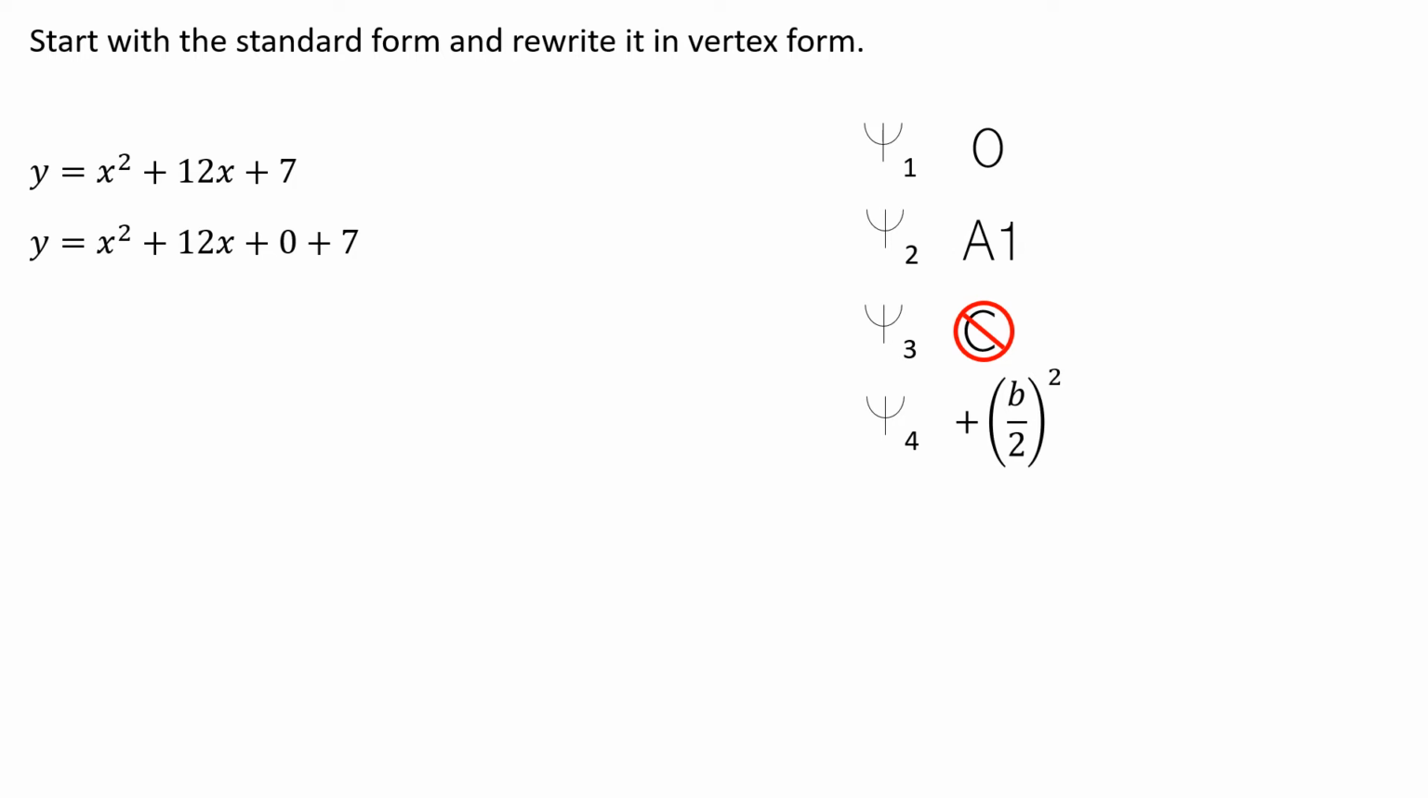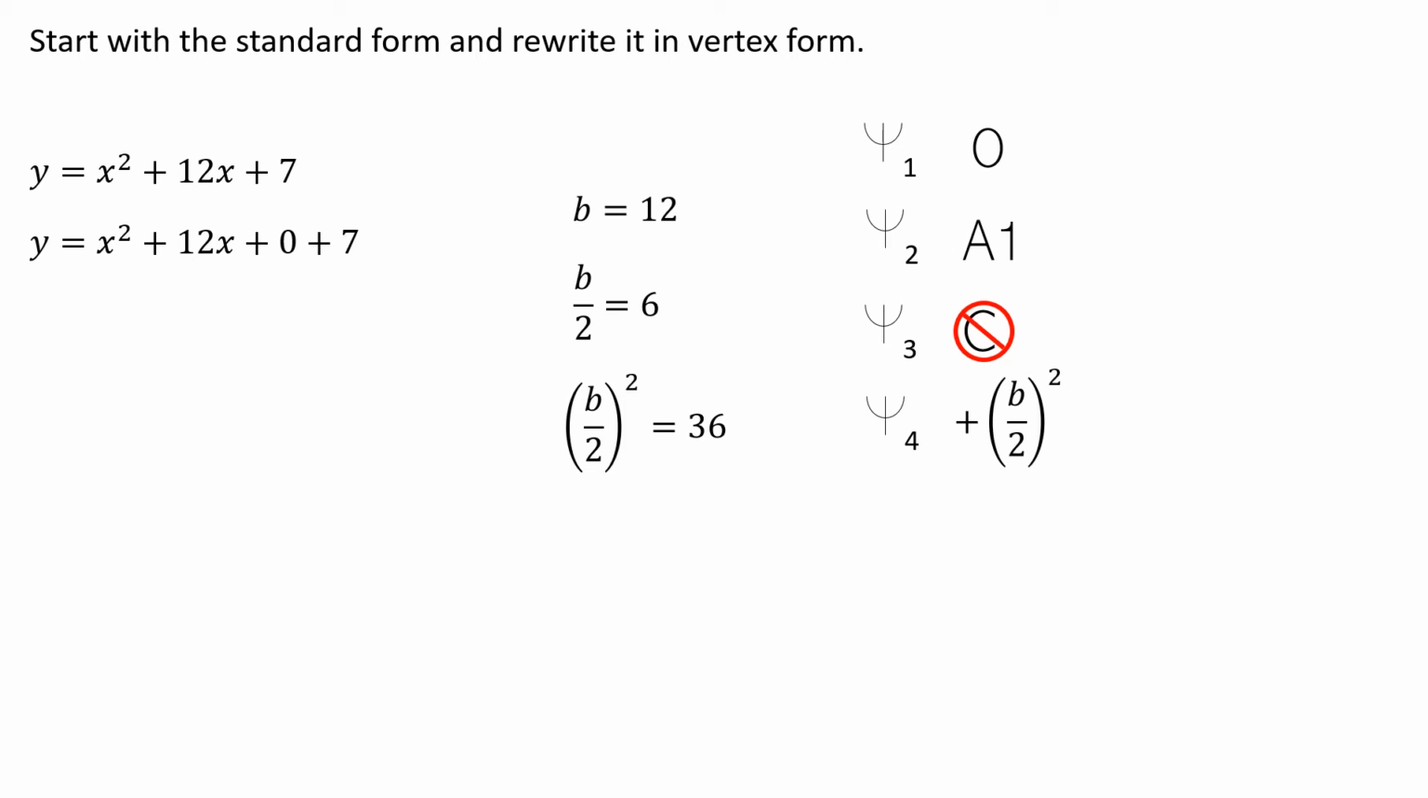Step number 4, my favorite step of the whole bunch. You take b, divide it by 2, and square that quantity. So right now b is 12. 12 divided by 2 is 6. 6 times 6 is 36. B was 12, divided by 2, you get 6, square it, you get 36.